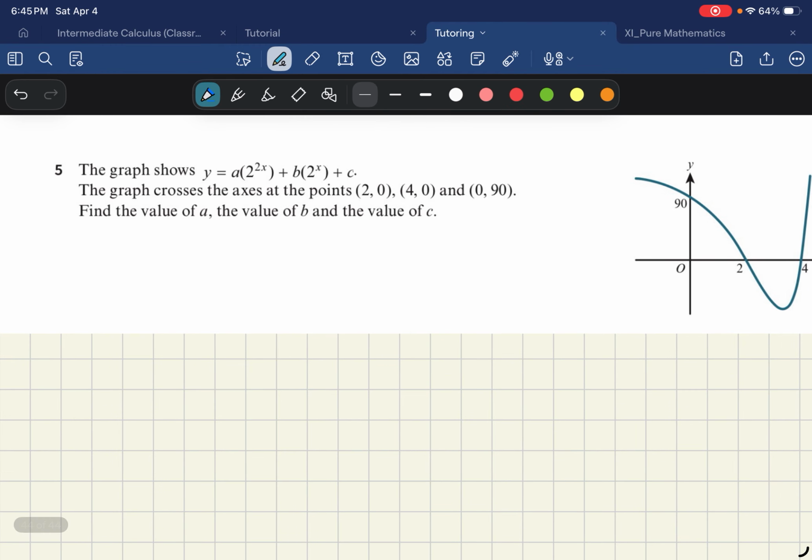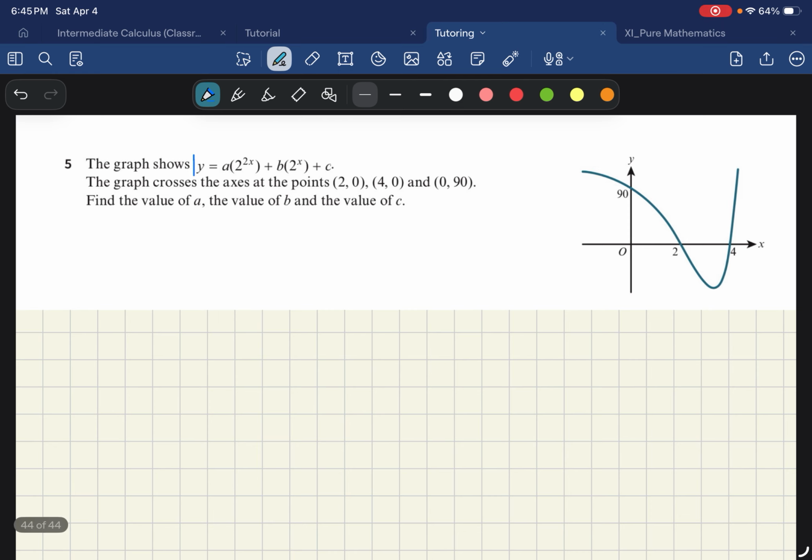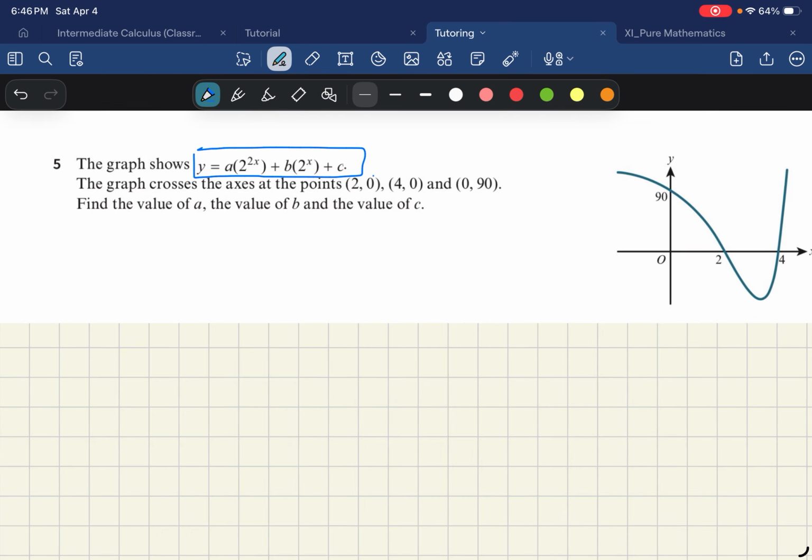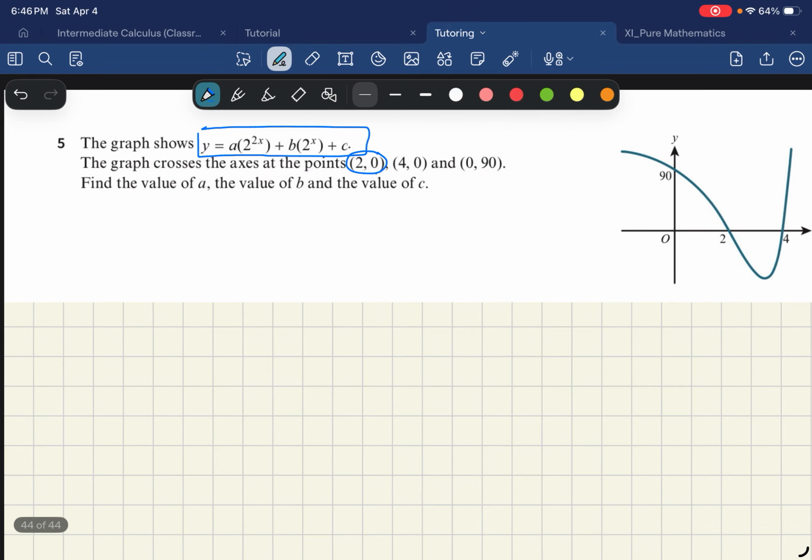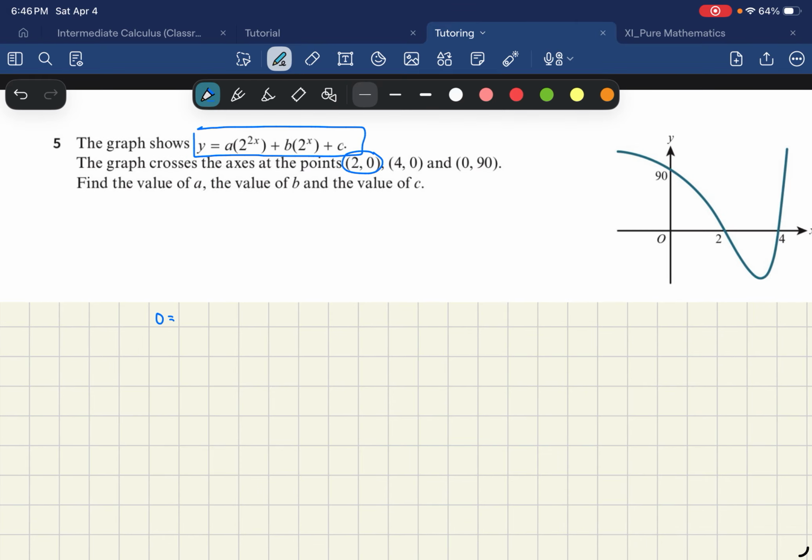And you might be thinking, we are given this graph, the equation is given, and it's the same thing. We are given 3 points, we need to find A, B, and C. And that is doable. We can substitute point 1. So y is 0, right? So 0 is equal to a 2 to the power 2 times 2, because x is 2, plus b 2 to the power 2, plus c. So 2 to the power 4, that is 16a plus 4b plus c.